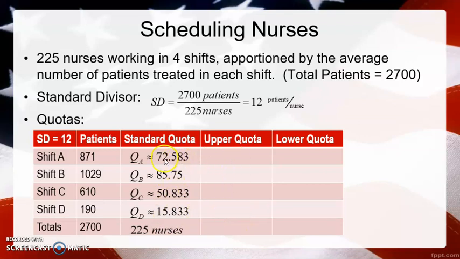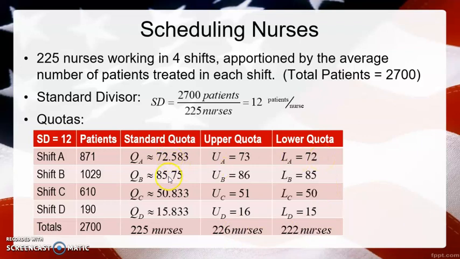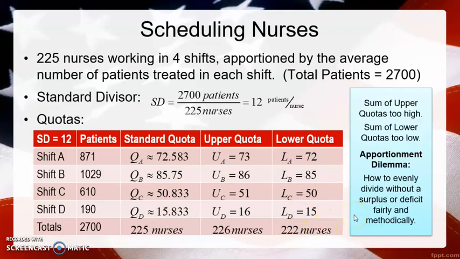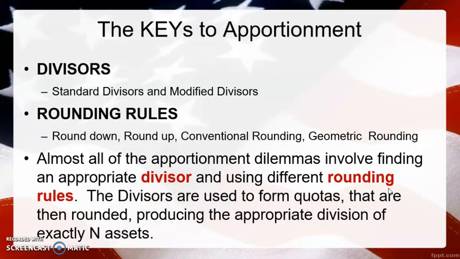Now the upper quota is going to be this standard quota rounded up. So 73, 86, 51, and 16. And notice that that gives us a slightly higher number of total seats. And that's okay. That's what we expect. And the lower quotas are going to be the standard quota rounded down, which is going to give us a slightly lower number. And again, that's okay because that's what we expect. However, if we give everybody the upper quota, we have too many, and if we give everybody the lower quota, we have too few. So how do we evenly divide them without a surplus or a deficit?